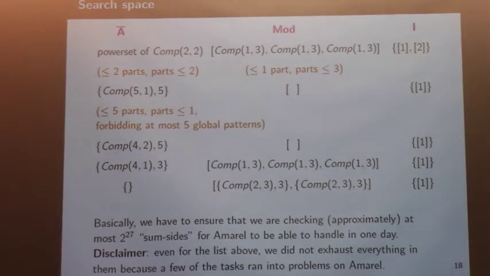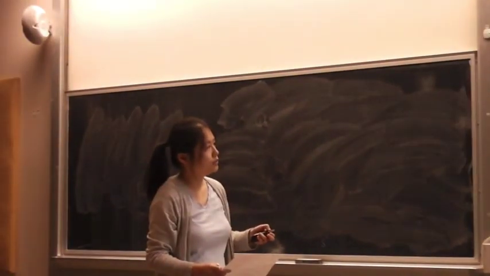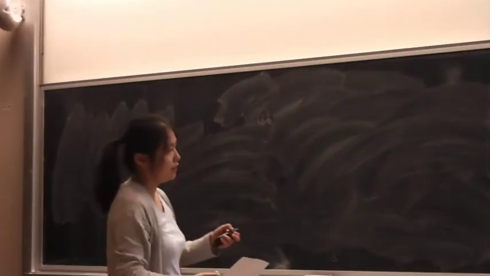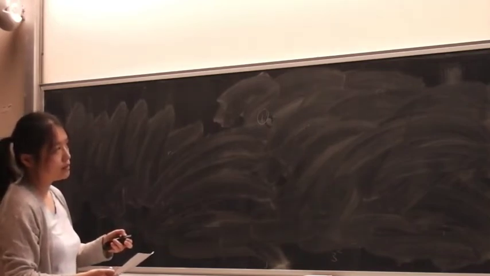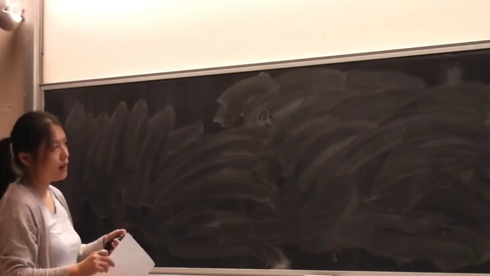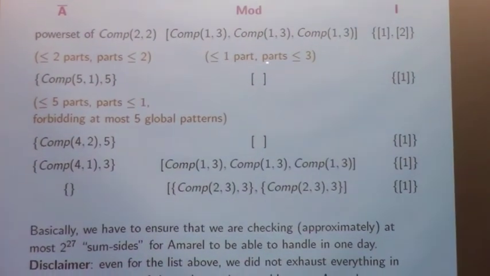Okay, so our search space. I will just use examples to illustrate. We mainly search for 5 classes, so this is 1, 2, 3, 4, 5 classes of restrictions. For the first one, a bar is power set of comp to 2. That means the forbidden patterns must have parts less than or equal to 2. Mod is this one, and it's just parts less than or equal to 3.